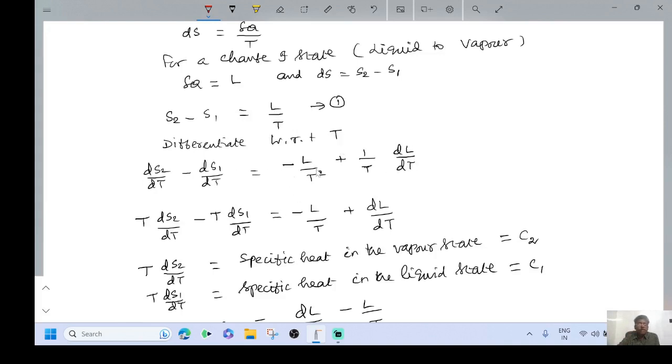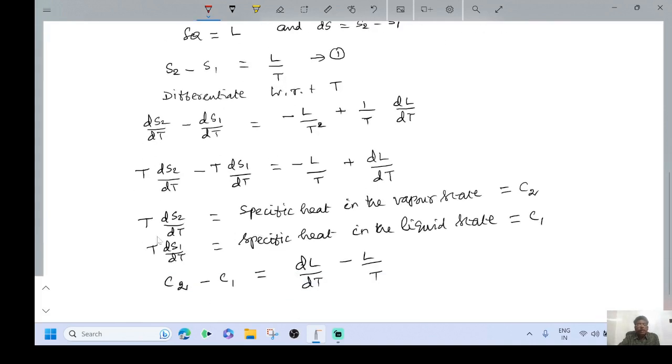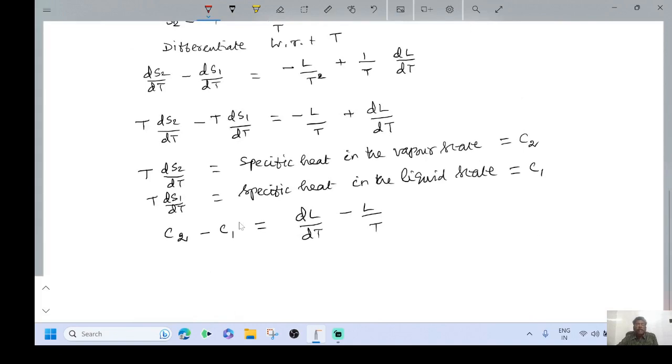Then multiply both sides by T, that is T into dS2 by dT minus T into dS1 by dT equals minus of L by T plus dL by dT. Here T into dS2 by dT equals the specific heat in the vapor state, that is C2. The quantity of heat energy required to raise the temperature of unit mass of the substance through 1 degree is called the specific heat. T into dS1 by dT is equal to the specific heat in the liquid state, that is C1. So C2 minus C1 equals dL by dT minus L by T. This is called the second latent heat equation.